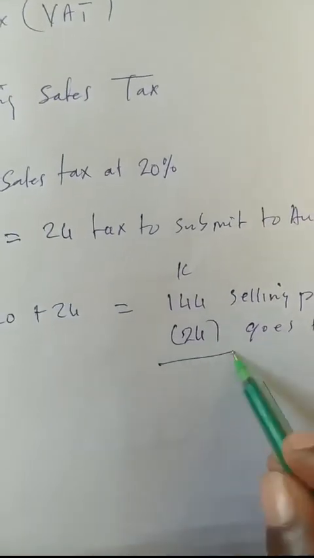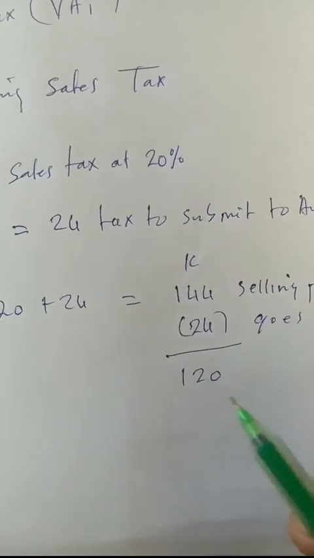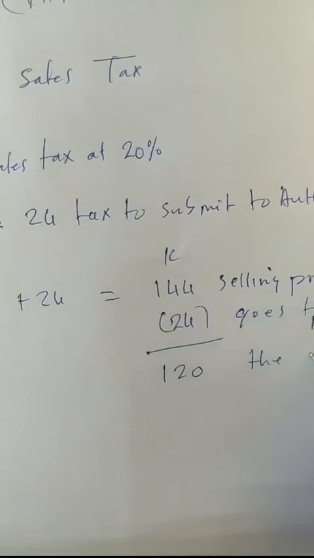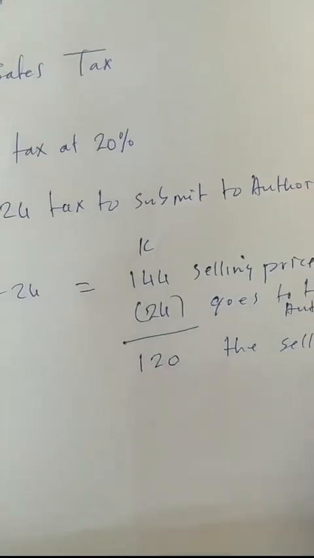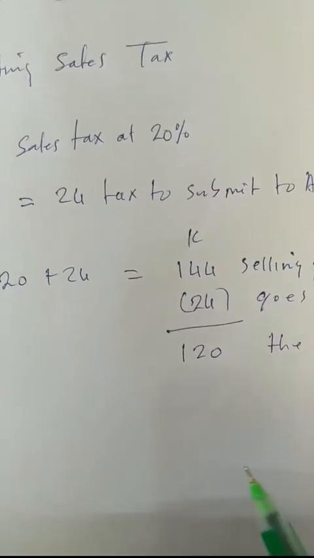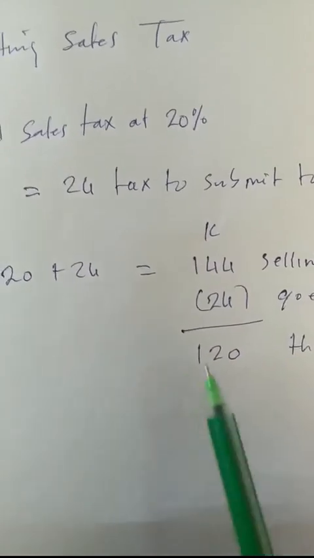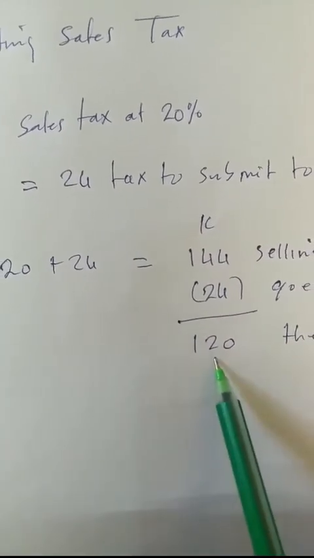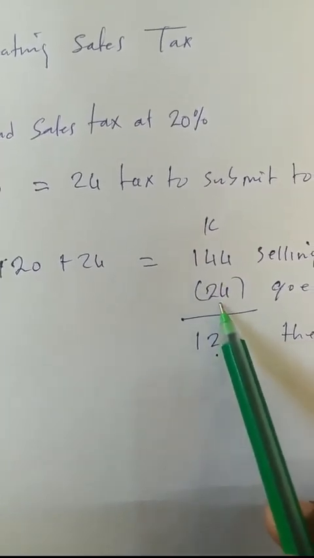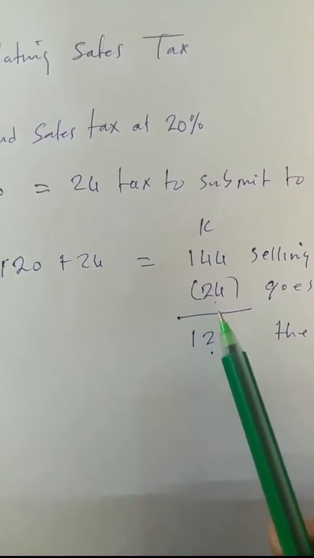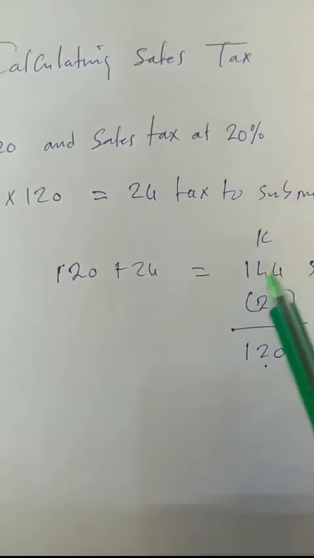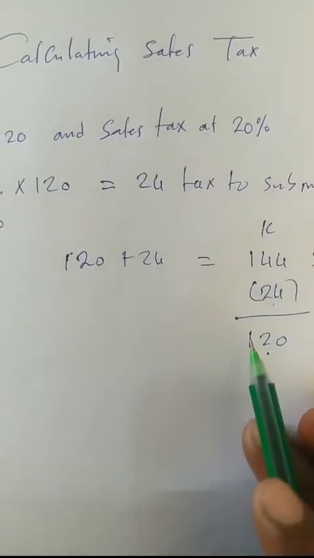and then 120 kwacha is what the seller keeps. So businesses charge tax on behalf of the tax authorities. So this is the amount the seller will keep. The 24 kwacha is a tax which will go to the tax authorities, but upon selling, the seller will be charging 144 kwacha for a product according to our calculation of sales tax.